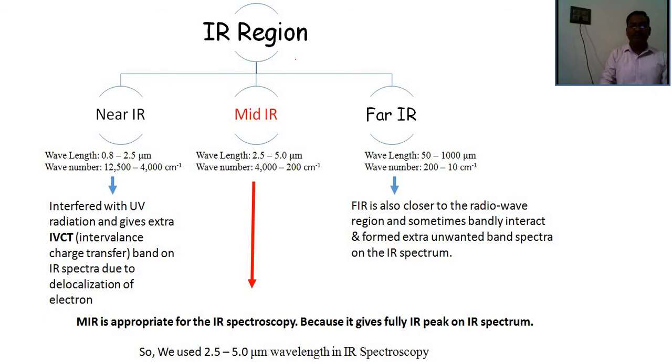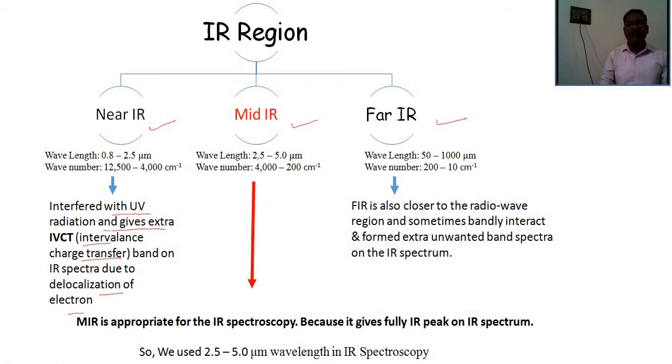These infrared regions are broadly classified into near IR region, mid IR region, and far IR region. In the near IR region, the wavelength is from 0.8 to 2.5 micrometer. The wave number is 12,500 to 4,000 per centimeter. In this near IR region, infrared overlaps with UV radiation and gives an intervalence charge transfer band in the spectra due to delocalization of the electron.